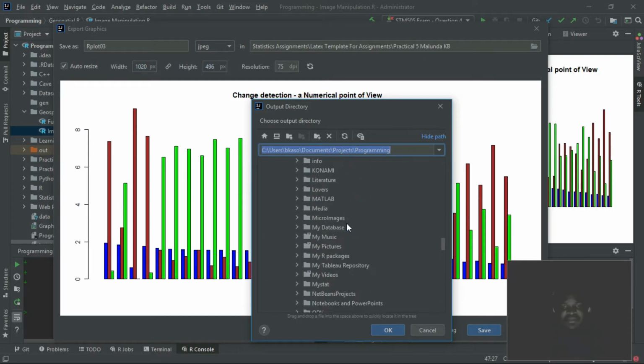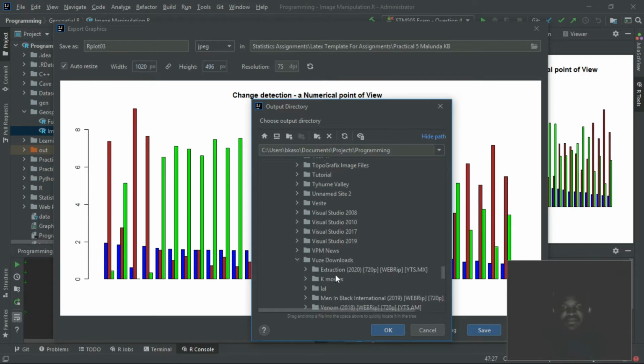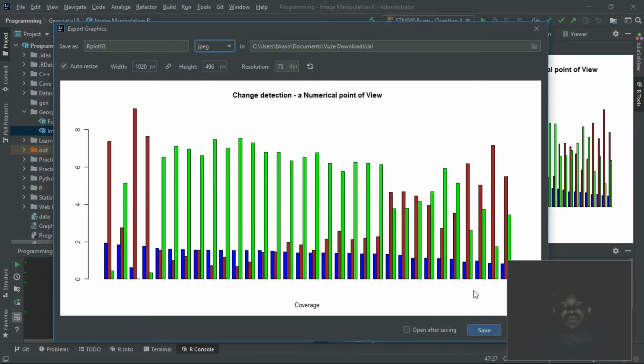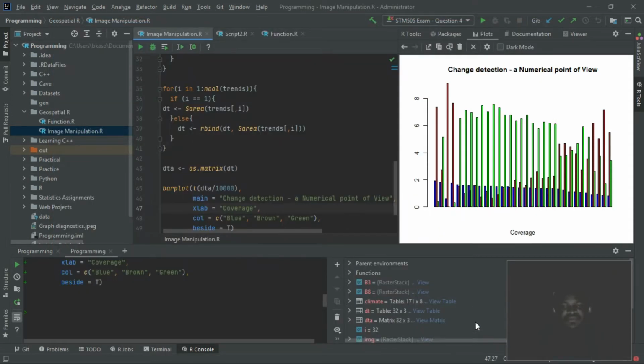I don't know where I'm gonna save it. This is crazy. Where's my thing? Where am I gonna save it? Where is my Learn a Lot folder? I save it in Learn a Lot. There you go. So we're gonna save it. So that's what we have there.